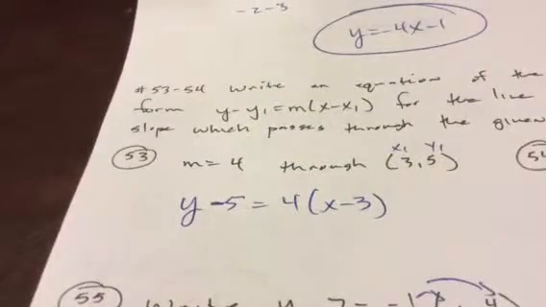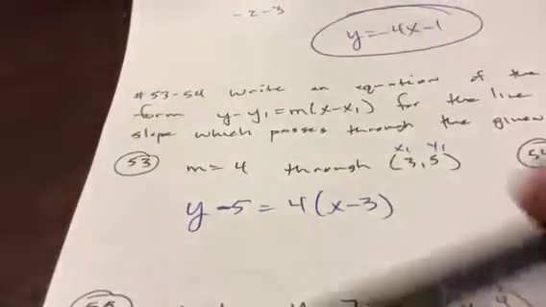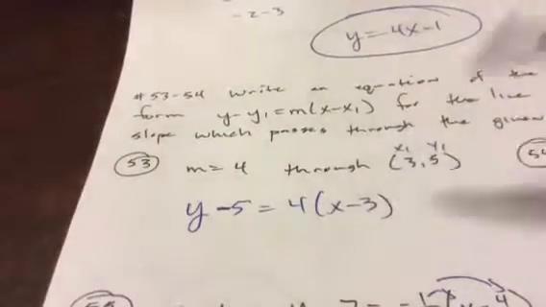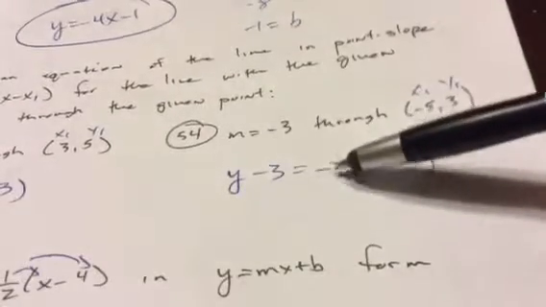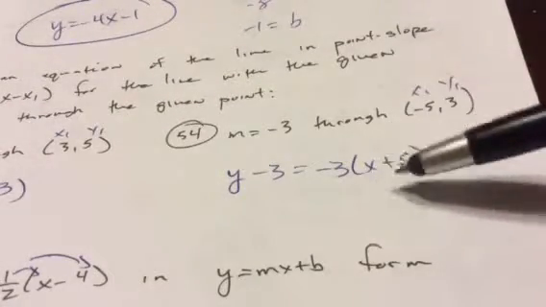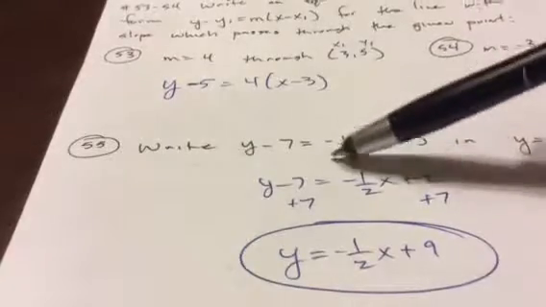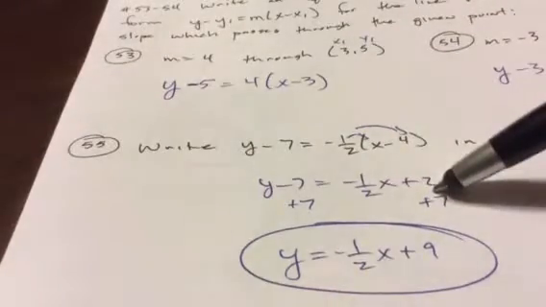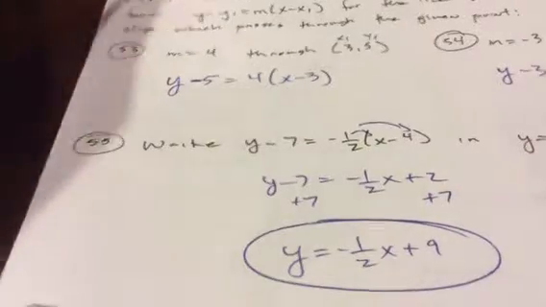This next one, point-slope form. I gave you that equation, point-slope form, so it's just simply y minus the y value is the slope times x minus the x value. To subtract a negative, folks, means to add, so y minus 3 is -3, the slope, times x minus -5, or x plus 5. Folks, here just use distribution. -1/2 times x, -1/2 times -4 is +2. Add 7 to both sides, and you have your equation in slope-intercept form.